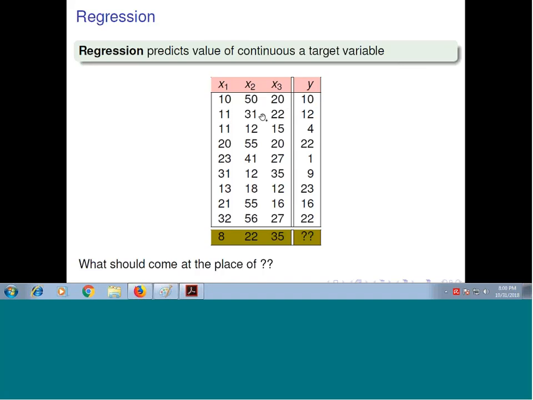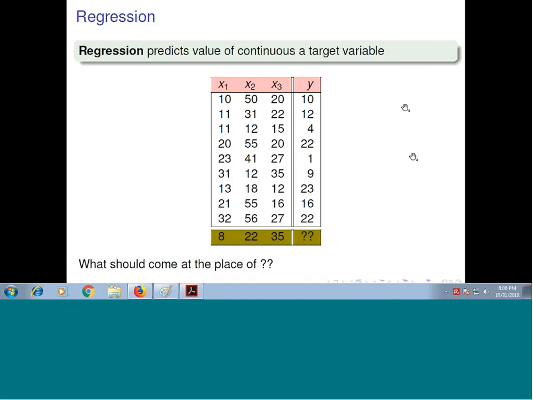Another mango, 11 gram, 32 length and 22 width. I have written these things randomly, so don't believe me. I just wanted to say that these values are there and its rate is 12. I generated this table randomly. Understand this? So if this is the data given to you and I ask you that there is a mango with 8 gram weight, length 22, width 35, what should be the value? This is the question you want to answer.